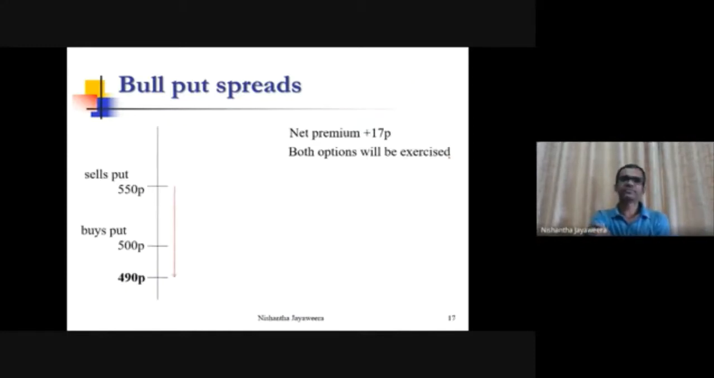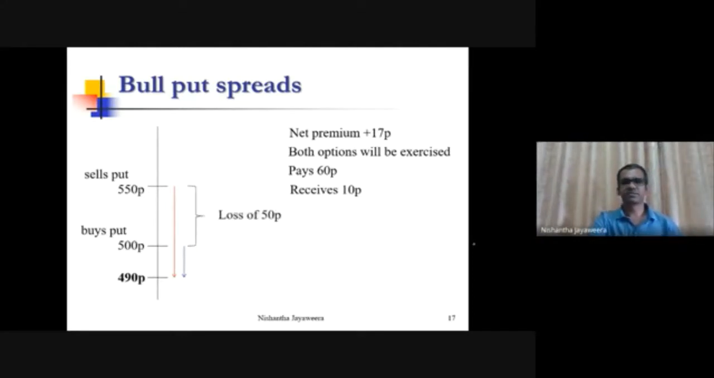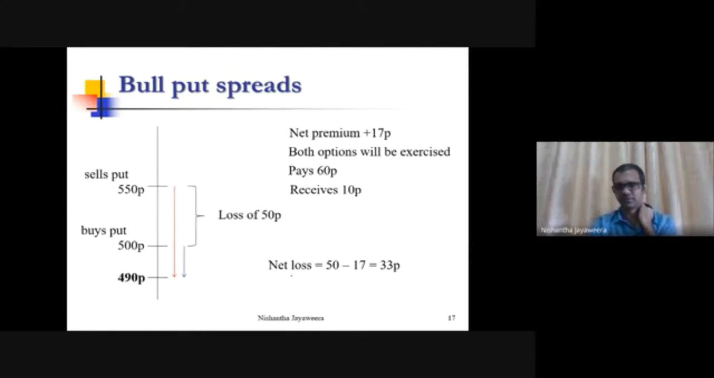So just to explain what we discussed so far, net premium plus 17. At first, when the price is 490, both options will be exercised. So you pay 60 pence, you receive 10 pence because you exercise your right as well. So the loss of 50 pence is the ultimate. Net loss is 33 pence. So remember, it's a net loss.